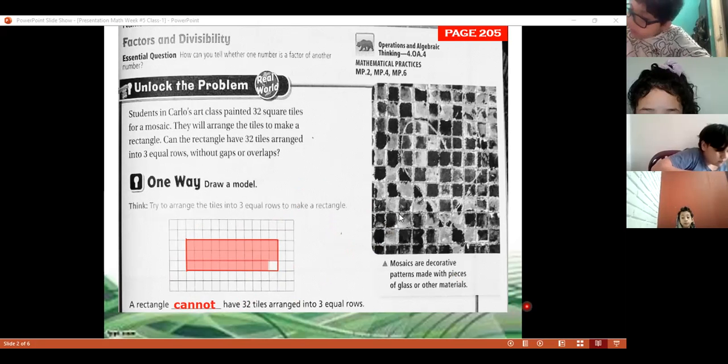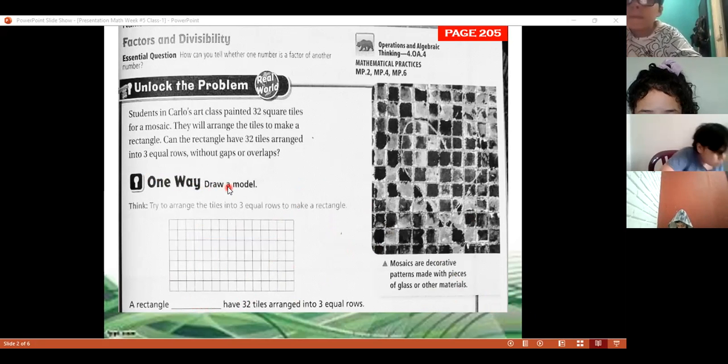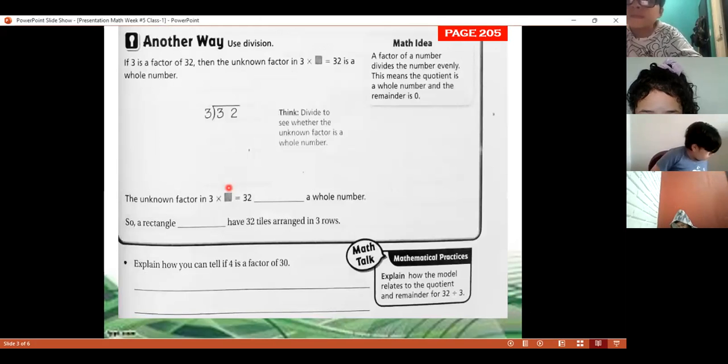Did you complete this in your book? Did you finish? Yes? Okay, this is one way, draw a model. Now, another way on the same page, it says use division. So we continue using division. If 3 is a factor of 32, then the unknown factor is 3 times which number is missing to have 32? It's a whole number. Maybe 10, but let's find it out here.